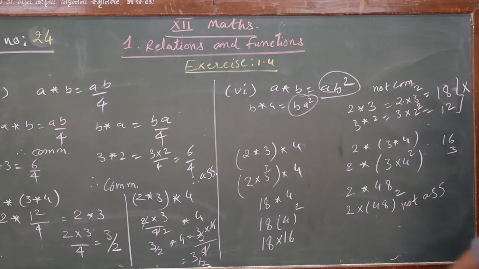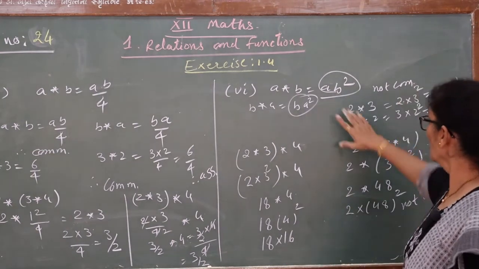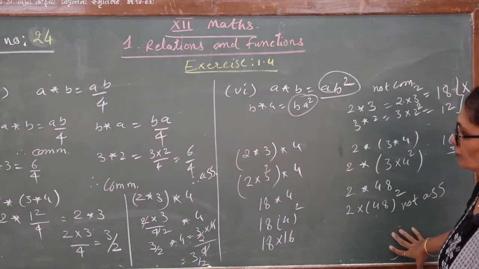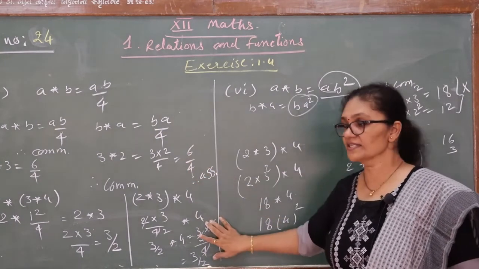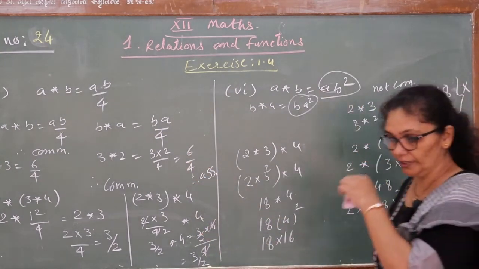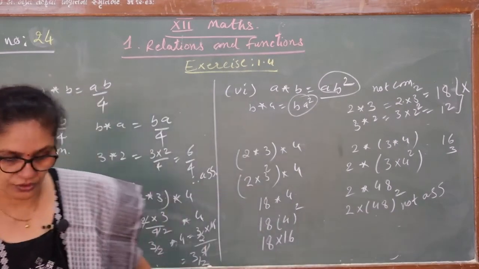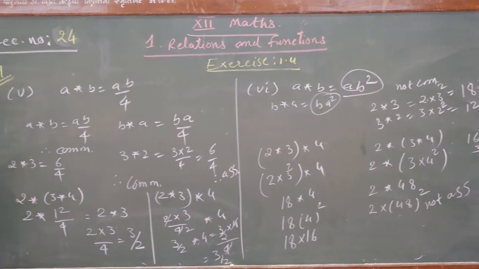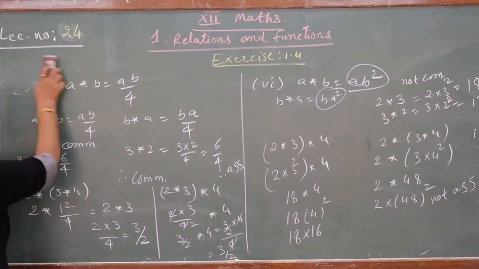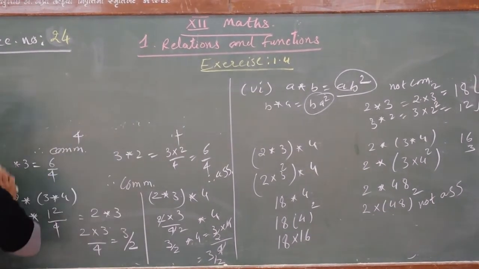So from these two results, we can say it is not commutative and not associative. And here in this result we have derived it is commutative also and associative also. So this is your question number 9. Now let's start the next question, 10.